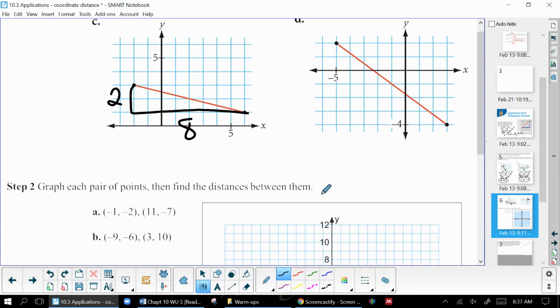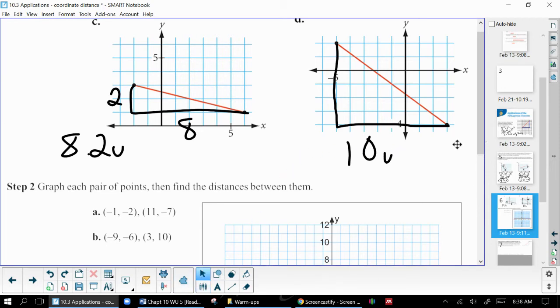So here, 2 squared is 4, 8 squared is 64. Add them together, you get 68, and take the square root. You should have ended up with 8.2 units. I'm not going to show all the work there. And this one, we've got 1, 2, 3, 4, 5, 6 down, and 1, 2, 3, 4, 5, 6, 7, 8 over, and you should have ended up with exactly 10 units there. No need to round. So as long as they're drawn on the graph and you can count them, that's all there is to it. There's really not much more that you would need to be able to do with this stuff.